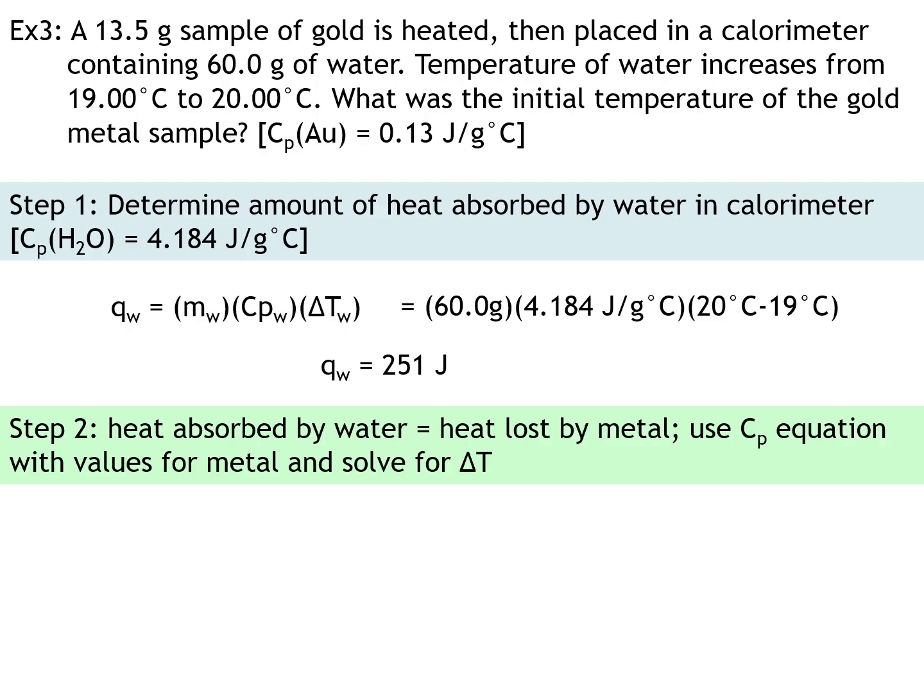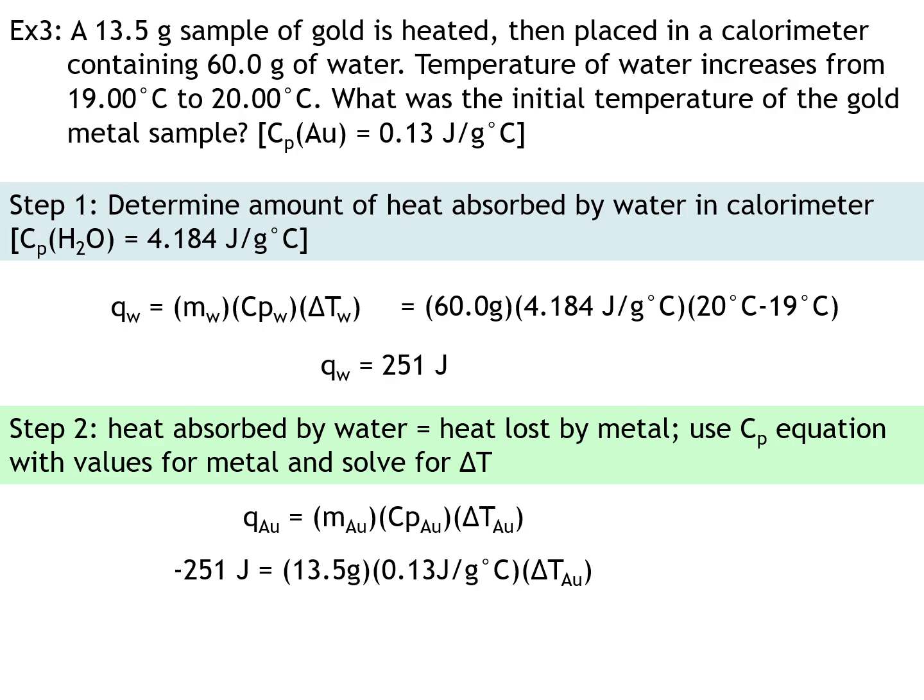So now we're going to solve for the delta T using our Q equals mCp delta T equation. But this time we're going to use all of the gold values. So we had 251 joules worth of heat added to the water, which means that 251 joules of heat was subtracted from the gold. This is why the 251 is negative when you start talking about using the numbers for the gold.